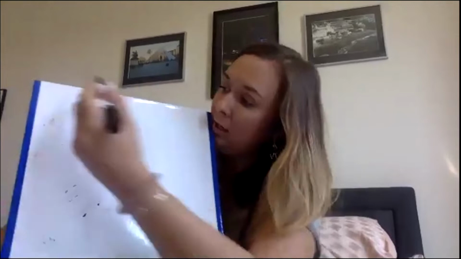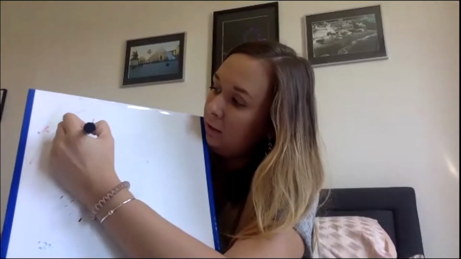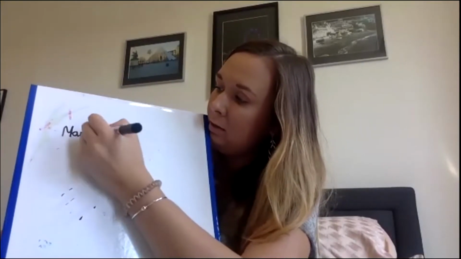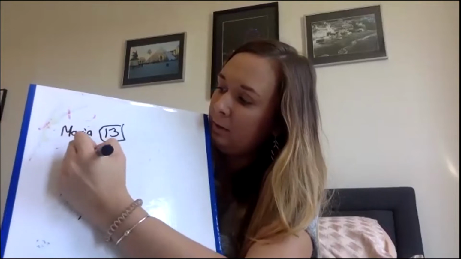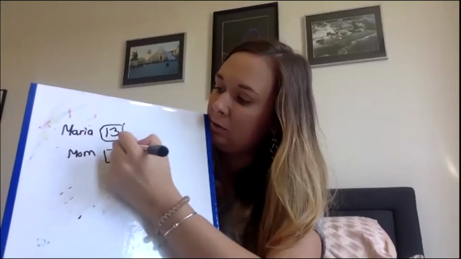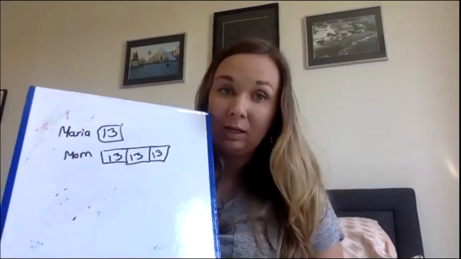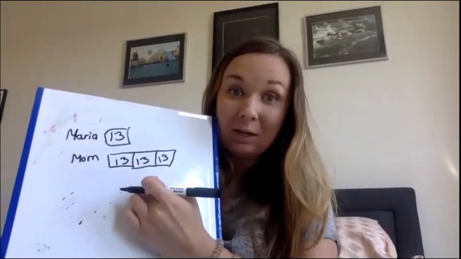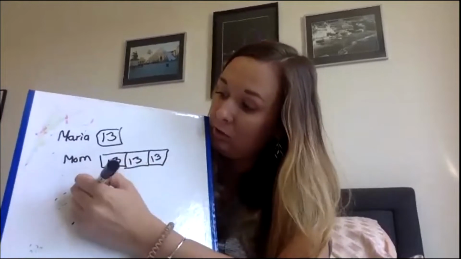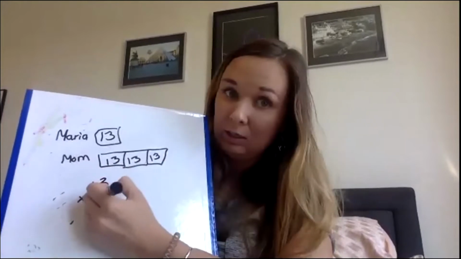Moving on to the next question, which says Maria is 13. Her mom is 3 times as old as she is. How old is Maria's mom? So Maria is 13. Her mom is 3 times as old as she is. So that means I need 3 of those 13 boxes. And when I see the same number repeating multiple times, I know that's multiplication. So I'm going to do 13 times 3.